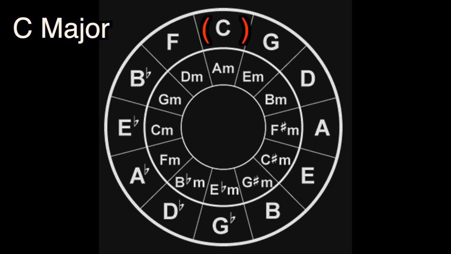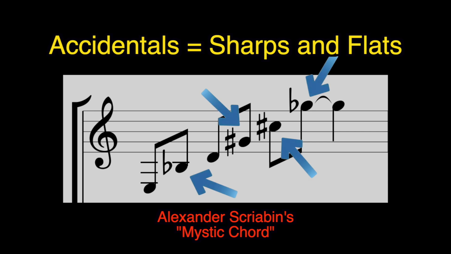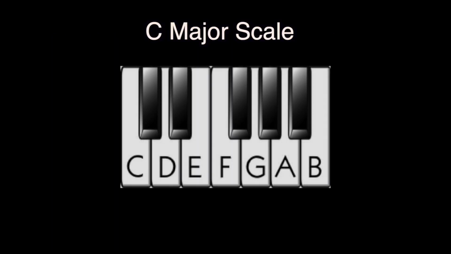Starting at 12 o'clock, we've got the key of C major. There's no accidental notes in this key, and what I mean by accidental notes is sharps or flats. So that's all the white notes on the piano.